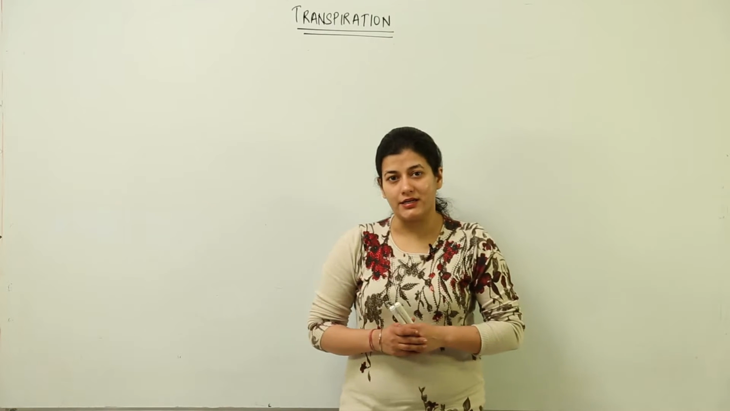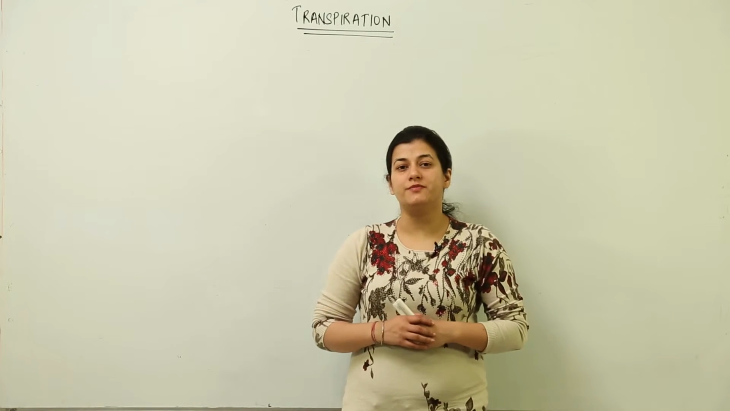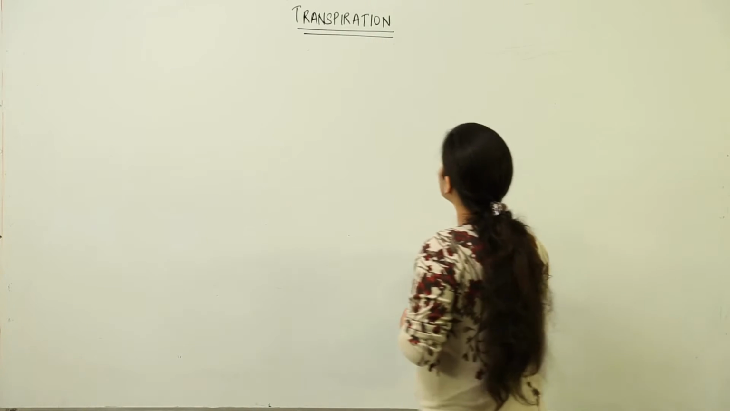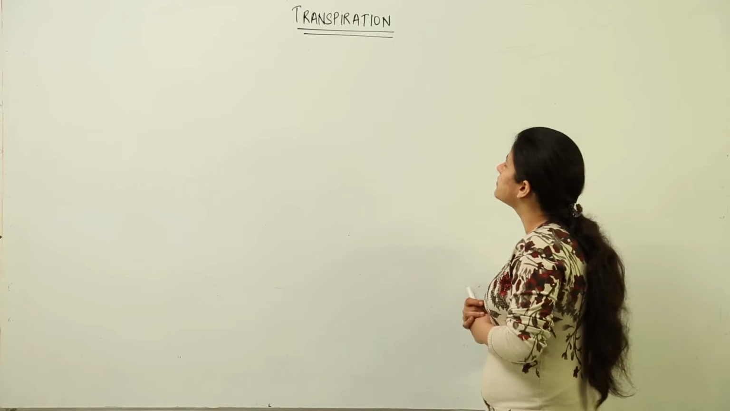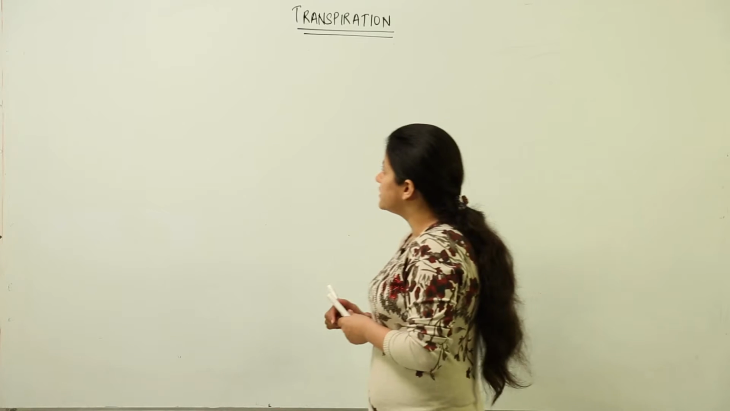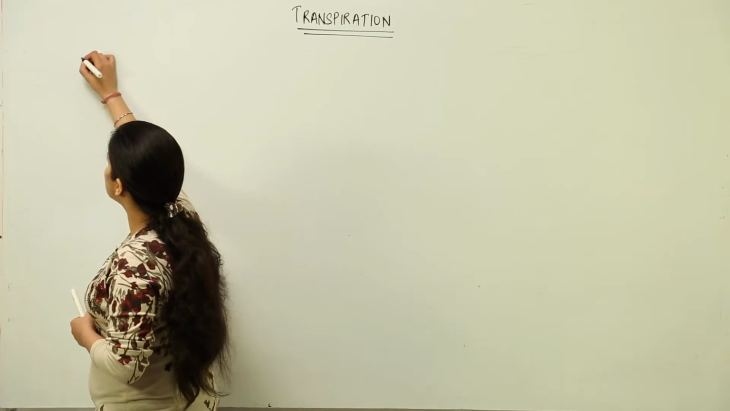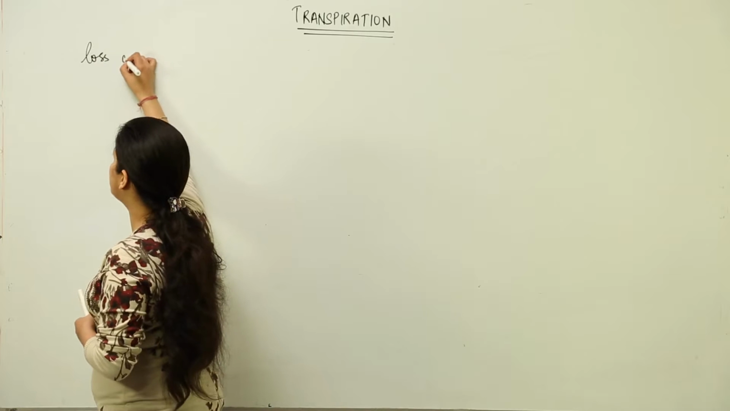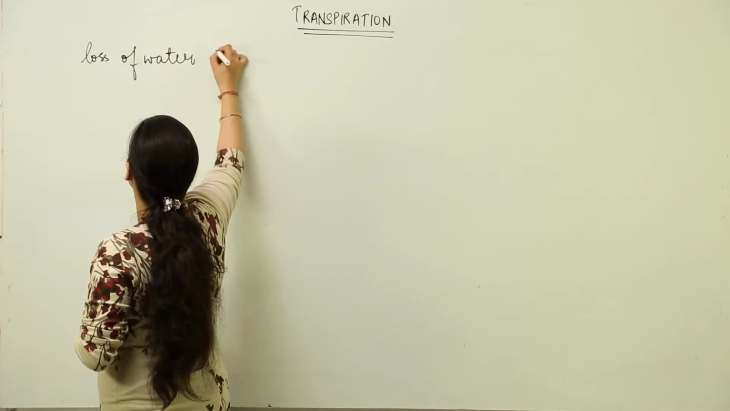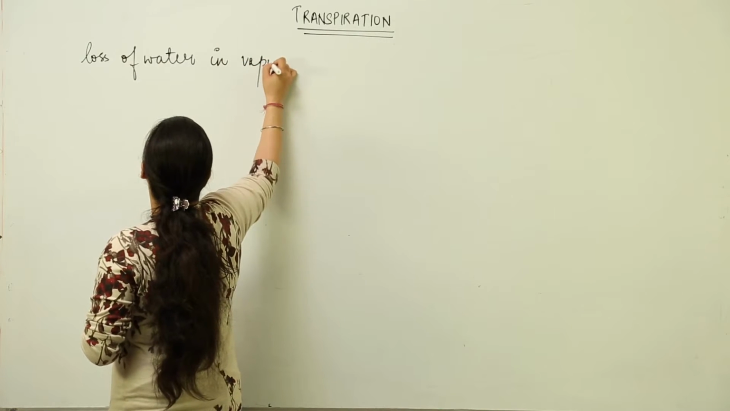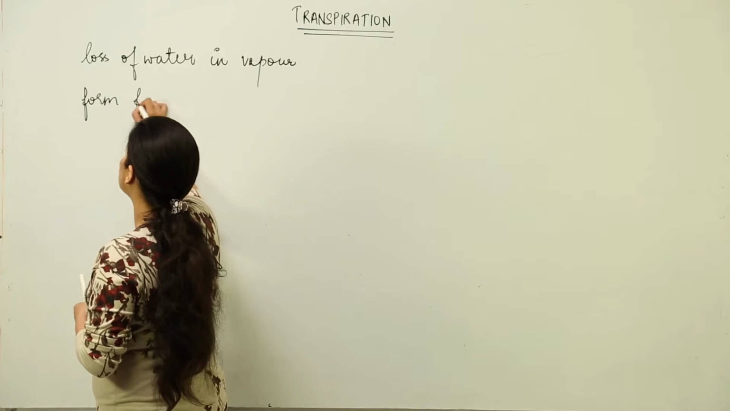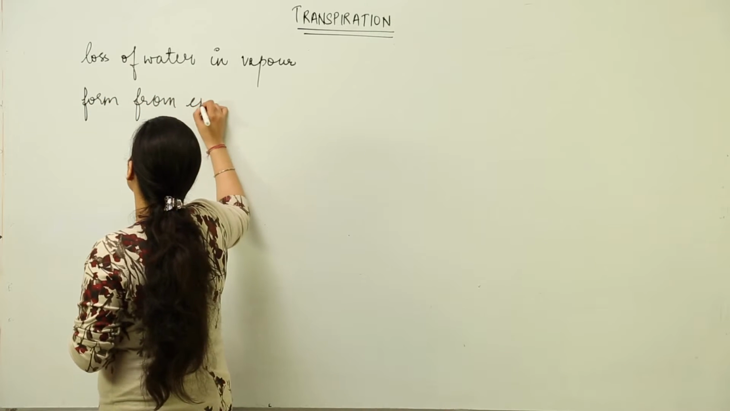Now we are going to take an idea about the process of transpiration from its definition and an explanation. The lesson that you are going to see will be dedicated to the understanding of transpiration as a process. So what is the definition? It is the loss of water in vapor form from exposed surfaces of a plant.